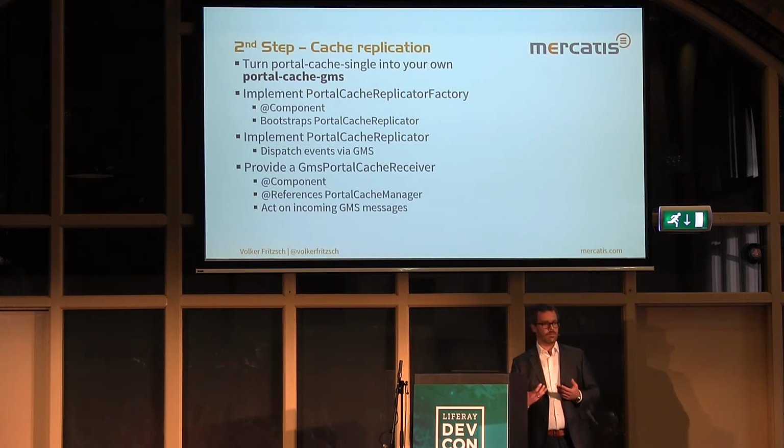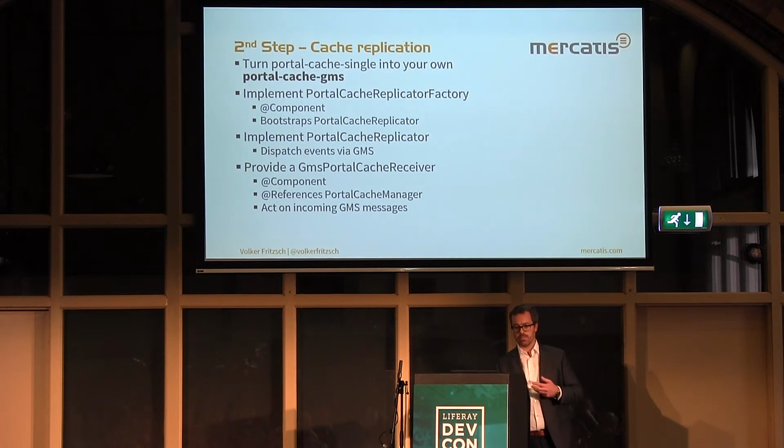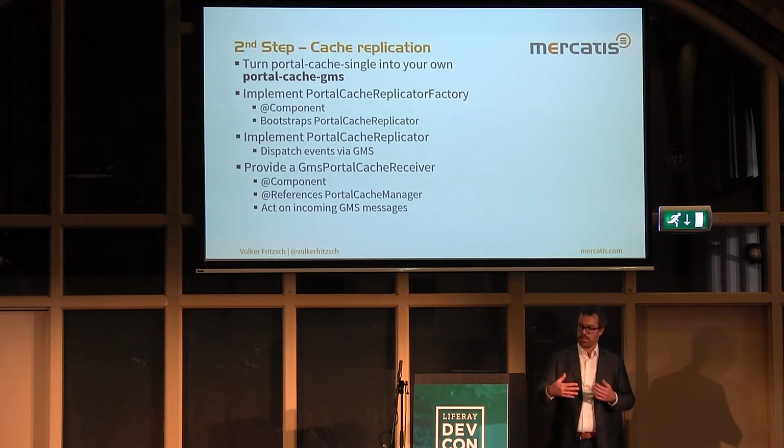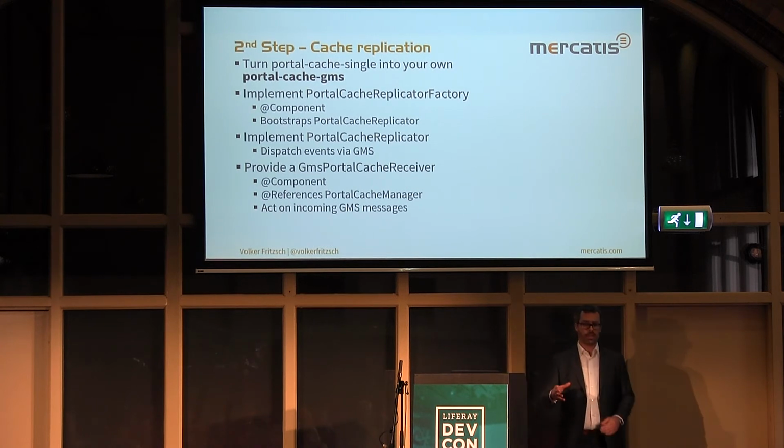But they tell a story. You see, okay, which interfaces should I implement? What are my calls I'm going to expect? What are my return values I need to provide? And with that knowledge, you get quite far. So the first thing I did was I implemented the interface Portal Cache Replicator Factory.